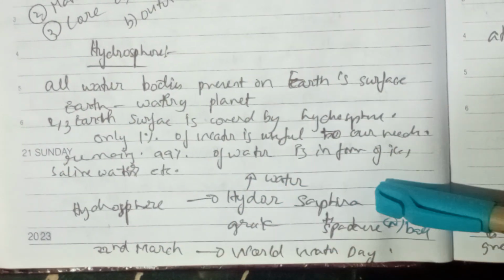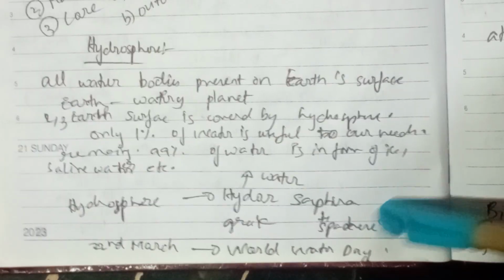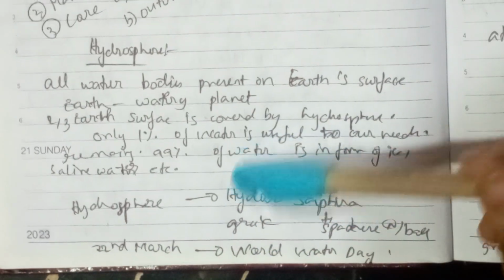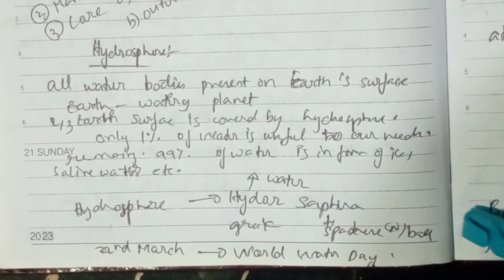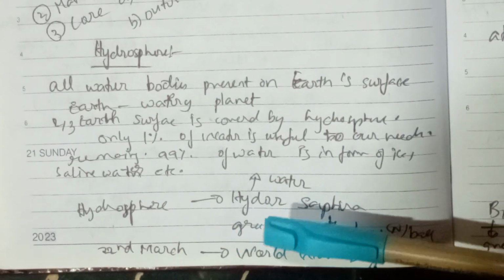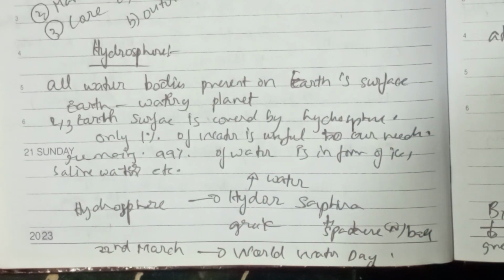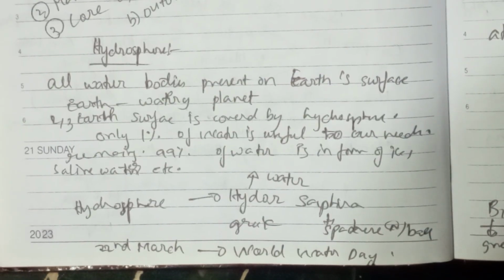Hydrosphere has two parts: hydor and sphaira. Hydor is Greek for water, and sphaira means spear or ball. 22nd March is celebrated as World Water Day. Now let's know about the atmosphere.